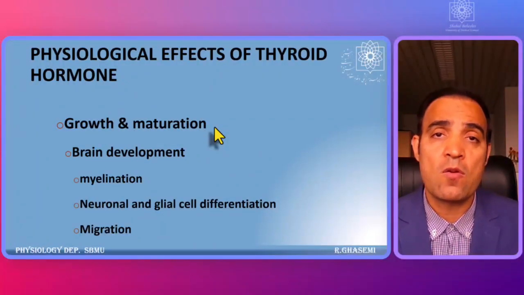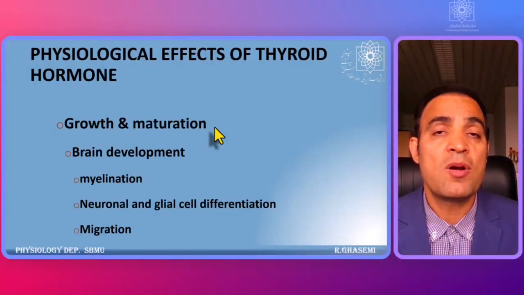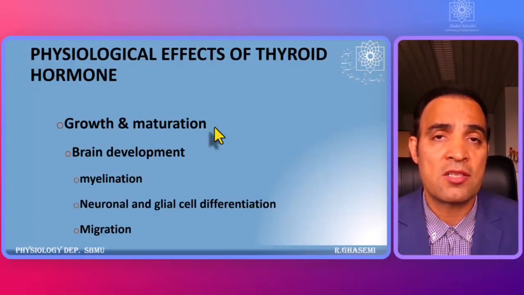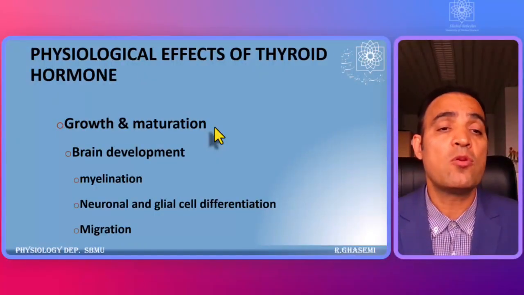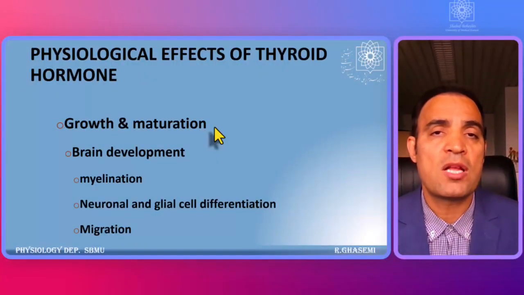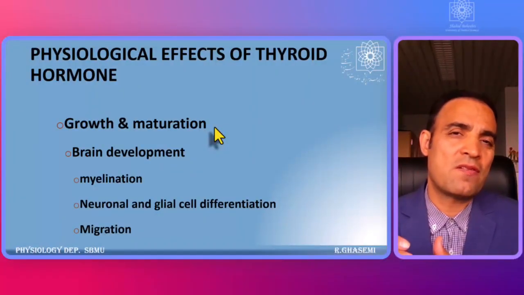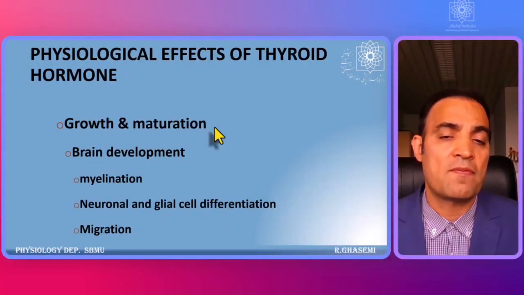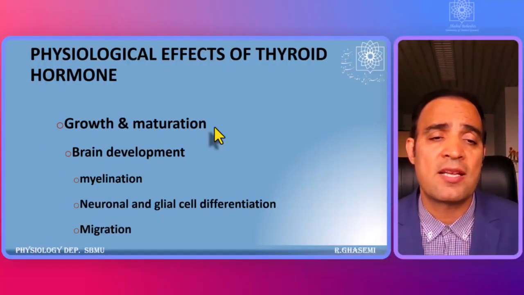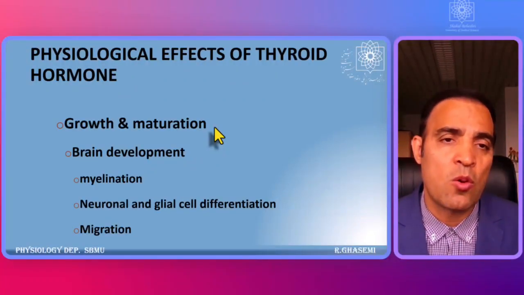And we know, particularly in the embryonic life and after the birth, normal thyroid hormone concentration is required, not only for the body but also for the brain. We know that brain development has different levels, such as myelination, differentiation of neuronal and glial cells, and migration of these cells, which depend on normal levels of thyroid hormone.